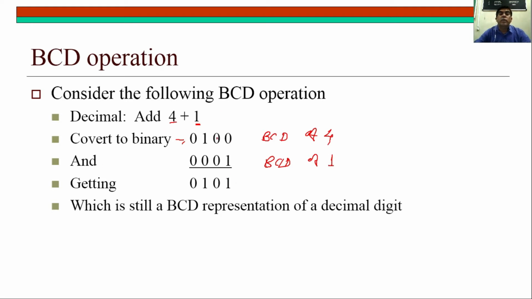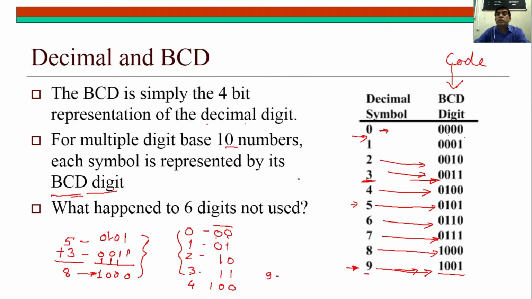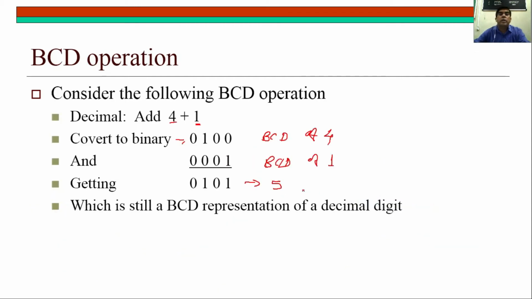0 plus 1 is 1, 0 plus 0 is 0, 1 plus 0 is 1, 0 plus 0 is 0. So what is this? You get 0 1 0 1, and you can see in the code that 0 1 0 1 is 5. So in this way we can do the BCD operation. It is a correct BCD operation.